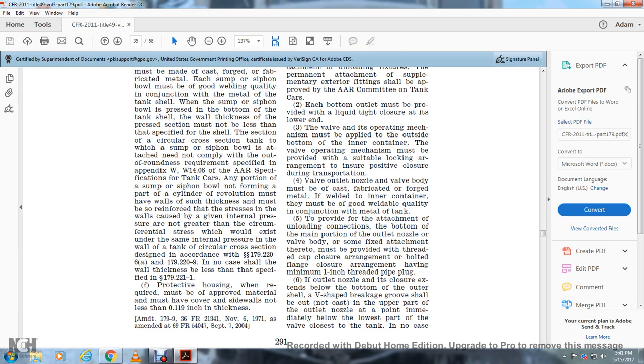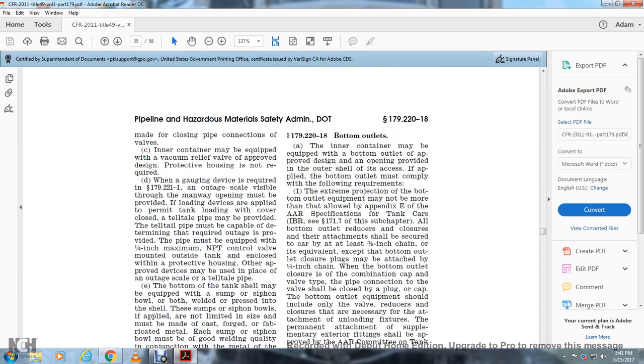119 thousandths of an inch thickness. 179.220-18 Bottom outlets. The inner container may be equipped with a bottom outlet. A bottom outlet of approved design and opening, provided with access through the outer shell, must comply with the following requirements.